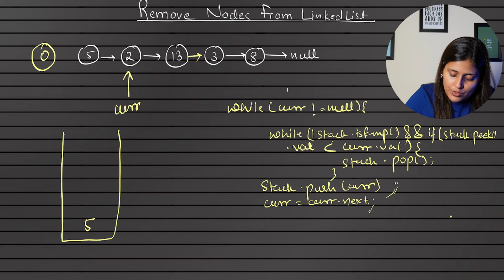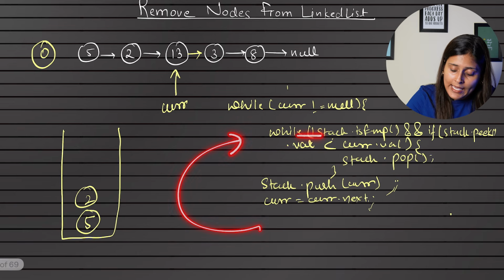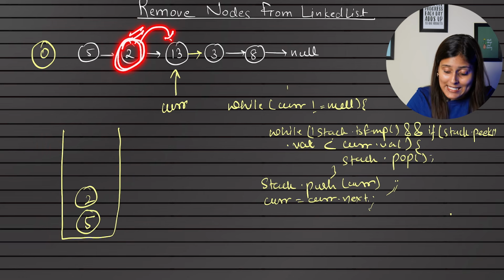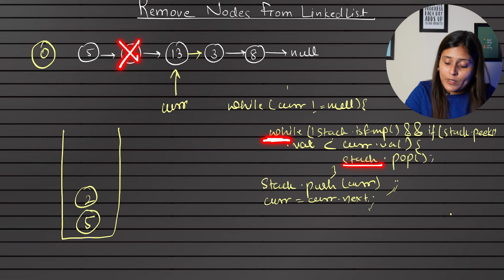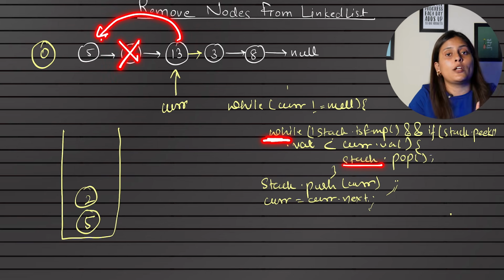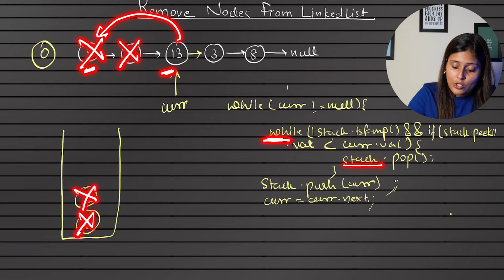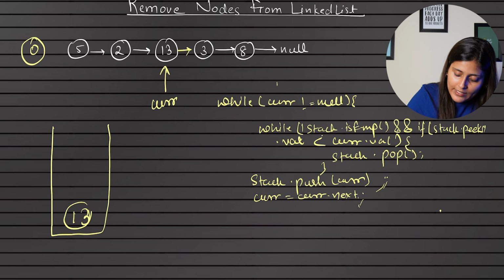Stack dot push. Again we will push the second node, which is 2, and now we will move our current ahead to 13. Now for 13 it will check, is my stack empty? No, it's not. Is my stack dot peek dot value, which is 2, smaller than 13? Yes. So we will pop. That's why we have written a while loop, keep on popping until you have removed all the smaller numbers. So again for 13 it will check, yes, so pop both. Now my stack becomes empty, and at the end 13 gets inserted, and we move our current ahead to 3.